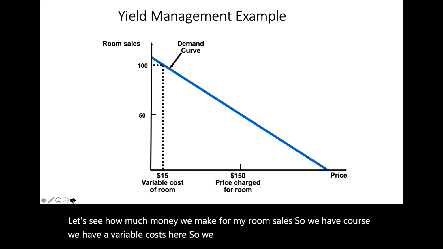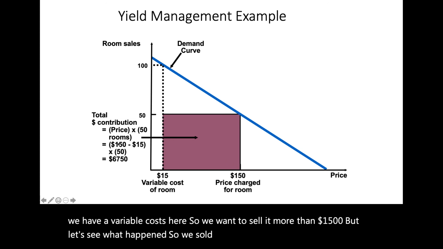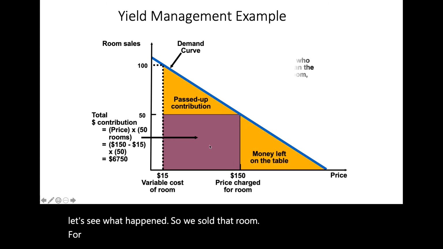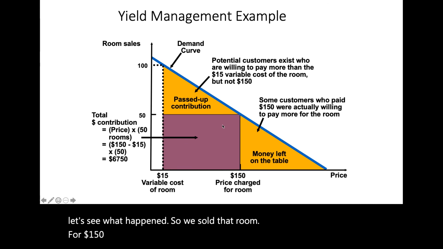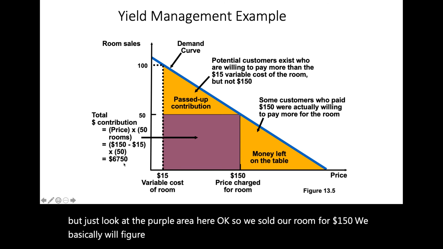Don't worry about all this coming up, we'll discuss it in a moment. But just look at the purple area here. If we sold our room for $150, we basically make almost $7,000. But let's take a look at what's happening here on the right side of that $150.